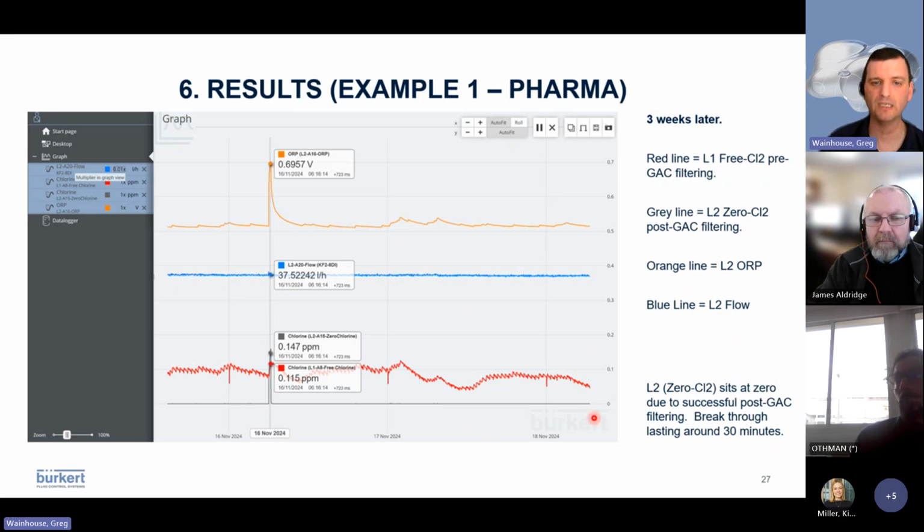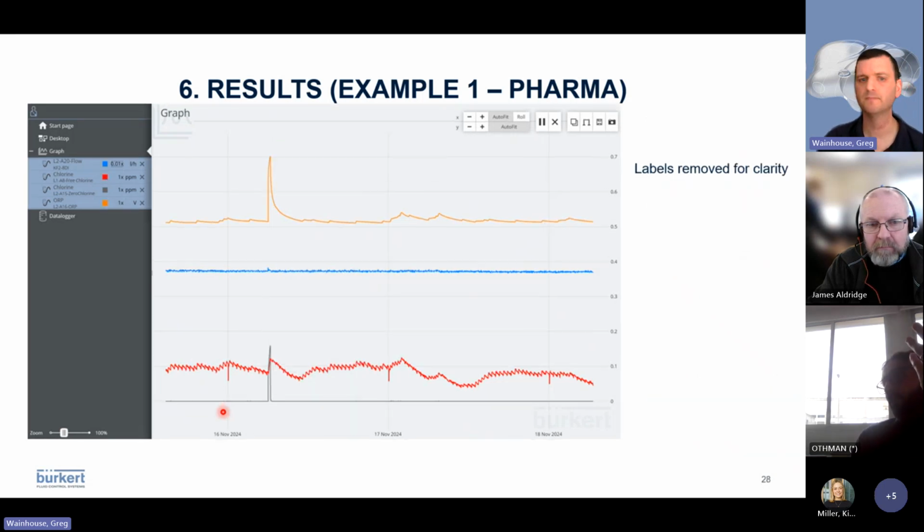So again, we can be confident in the device sitting down at zero chlorine for long periods of time without having to worry about polarization or any degradation of the electrolyte or poisoning of the electrolyte, or any fouling on the membrane, fouling on the electrodes, because it's being detected by the membrane. So that gives it a very, very effective solution. And I've just removed the labels there for clarity.